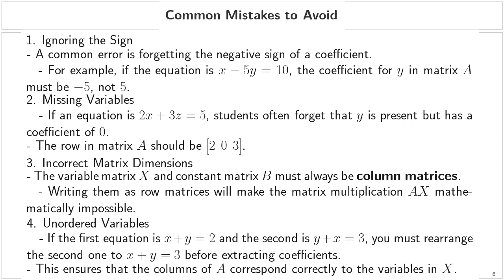Now that we have seen how to successfully convert equations into matrix form using our fruit vendor example, I want to pause and discuss some common pitfalls. Even if you understand the concept, it is very easy to make small clerical errors that will lead to the wrong answer. Let's look at 4 specific mistakes to avoid. If you can avoid these 4 mistakes, you will be well on your way to mastering this topic. Let's move on to our final summary of the key takeaways.